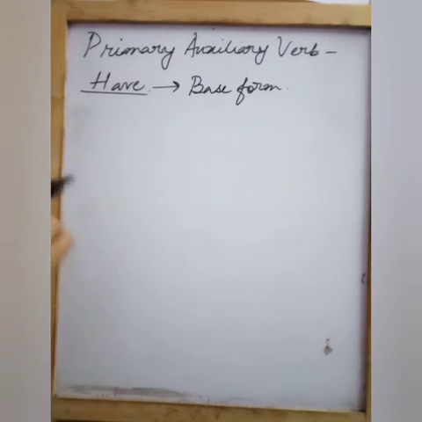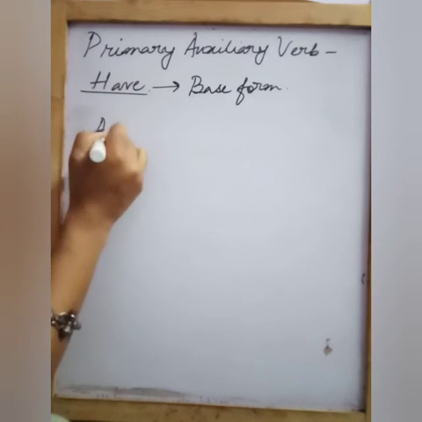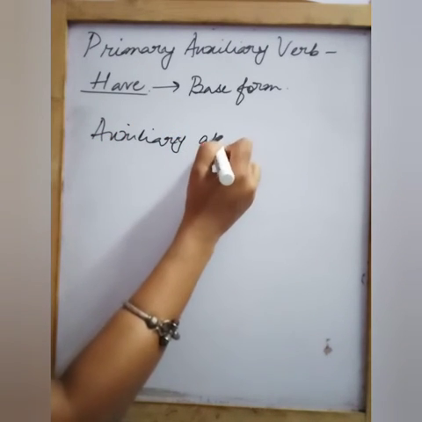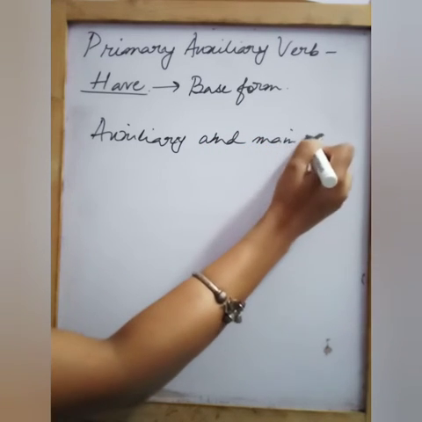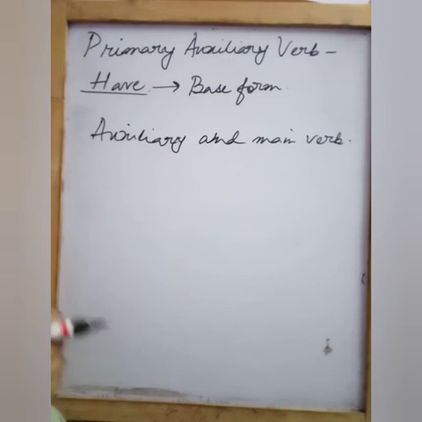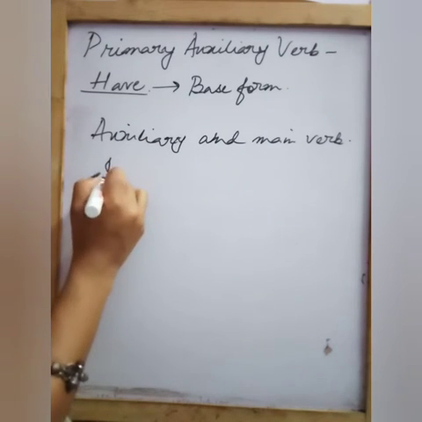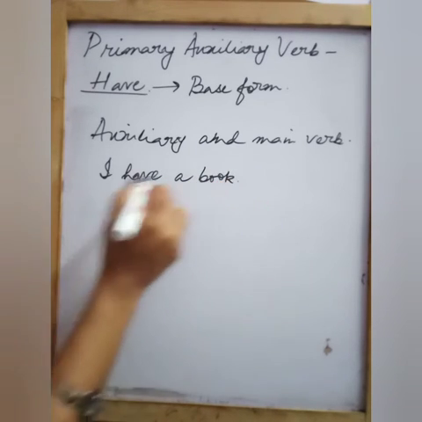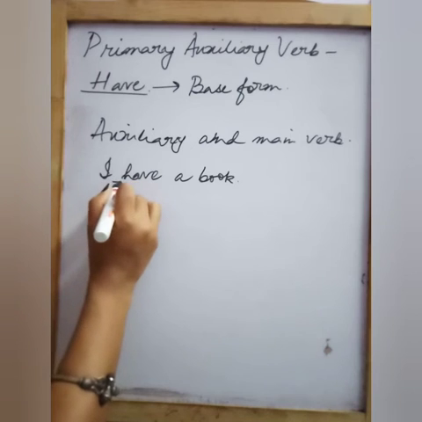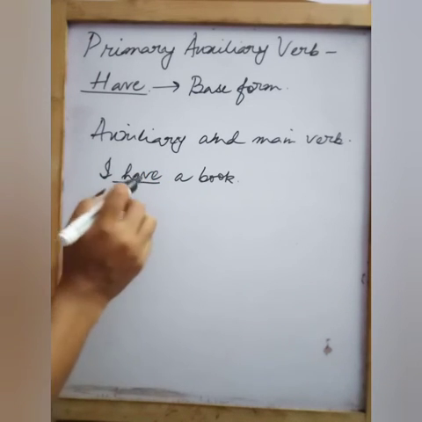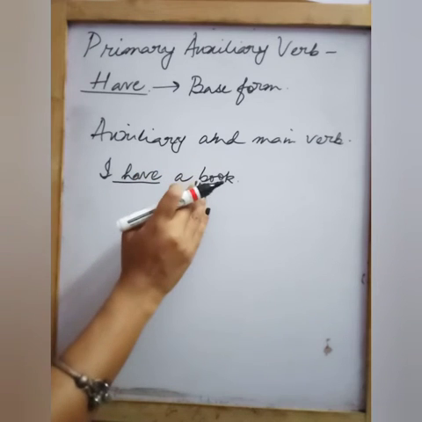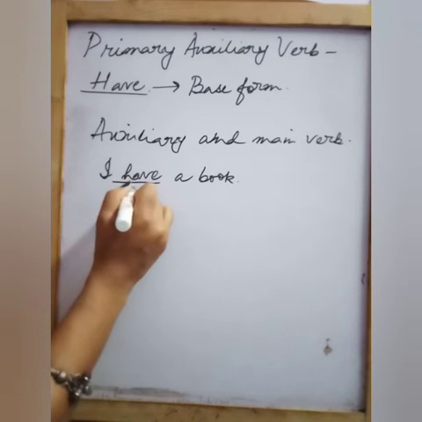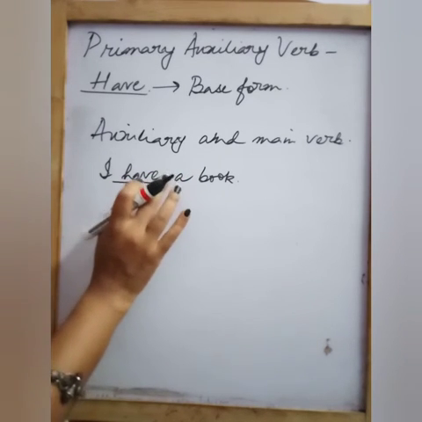Now you see, have can be used both as an auxiliary as well as a main verb. Now when I say I have a book, we have discussed this example before also. When I'm saying I have a book, is it an auxiliary? Is it a helping verb? Are there any other verbs in this sentence? Can you spot any other verb? No. So this is the main verb.